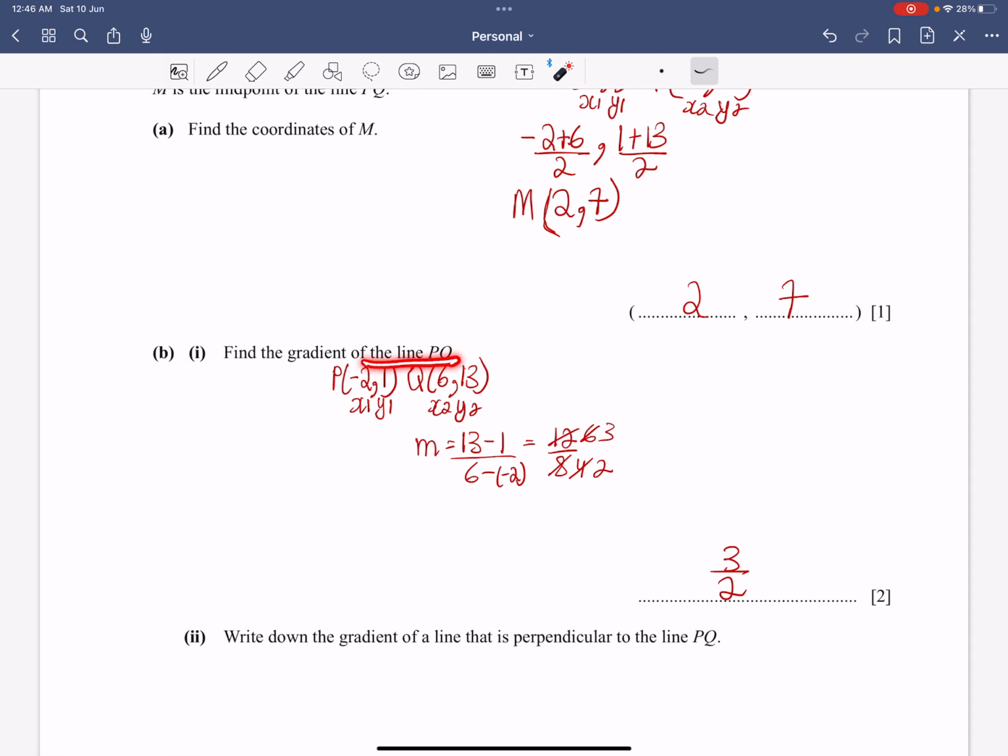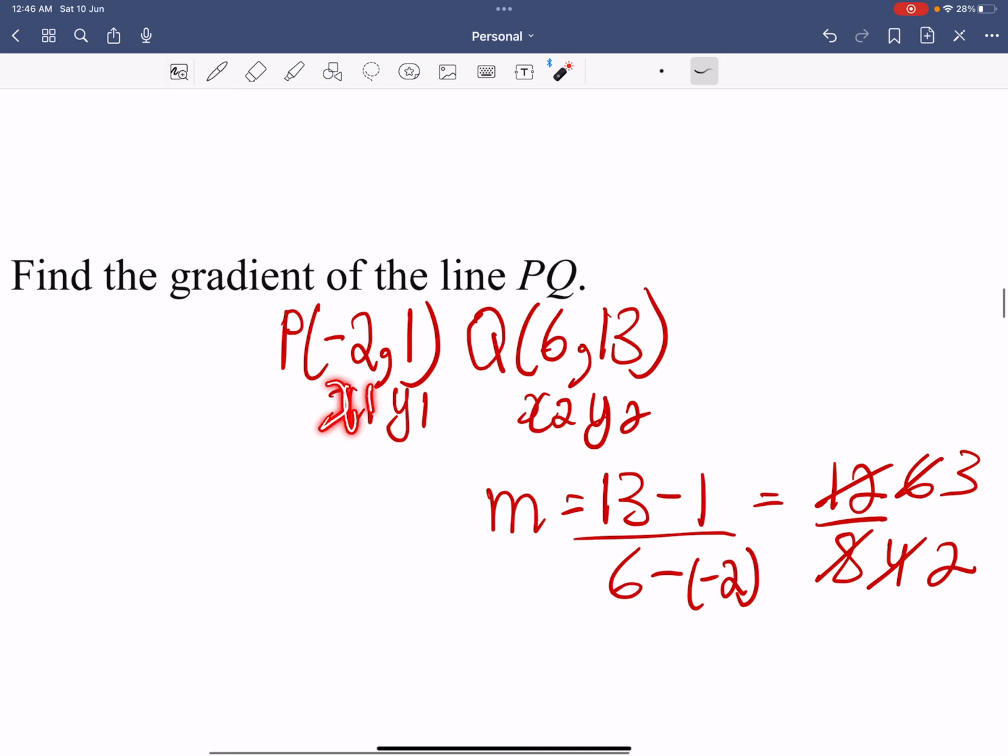Find the gradient of line PQ. The formula for gradient is y2 minus y1 upon x2 minus x1. I suggest you label these coordinates as x1 and y1 and x2 and y2, so you don't forget. So y2 minus y1 upon x2 minus x1.